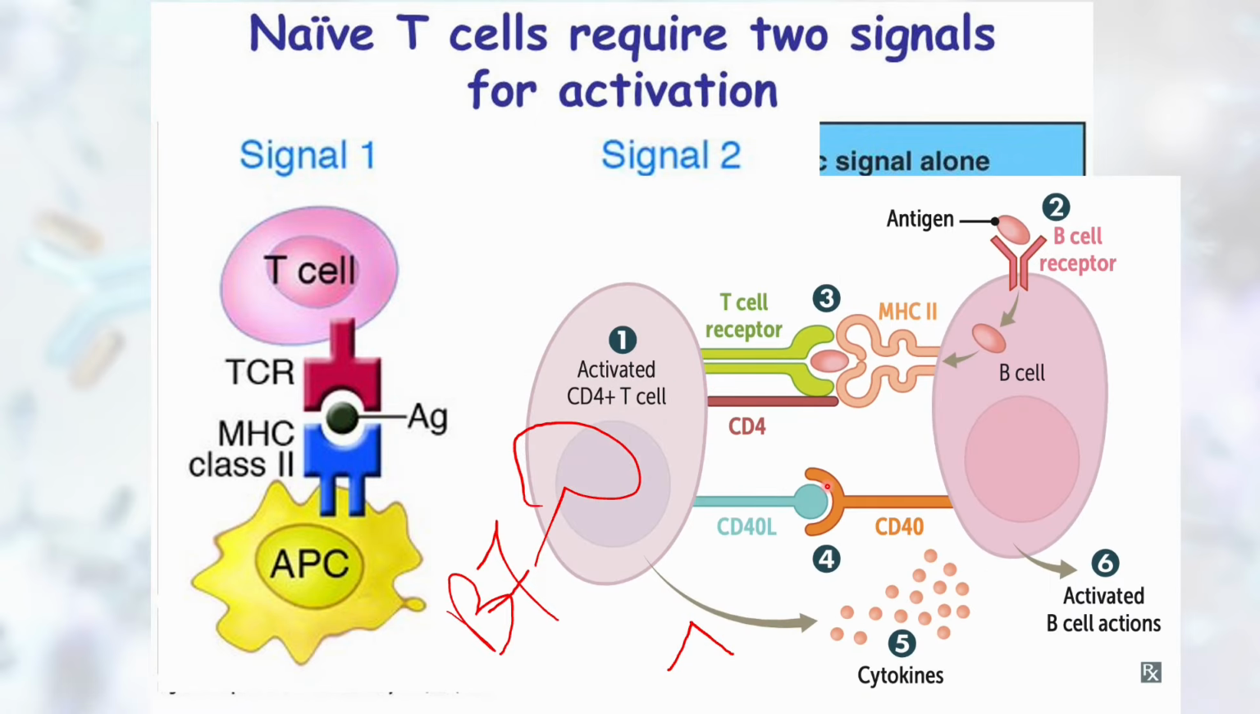If it's a B cell, the co-stimulator will be CD40 on the B cell in association with CD40 ligand on the T cell. So for any other cell, the co-stimulator signal is CD28 on the T cell, B7 on the other cell. Except the B cell, we have CD40 on the B cell, CD40 ligand on the T cell, and you get asked on this, by the way.